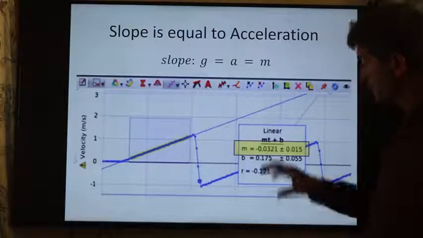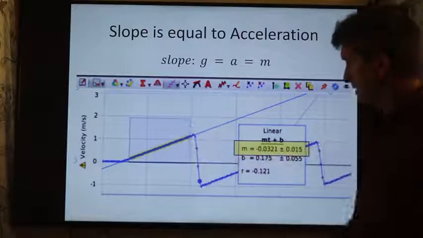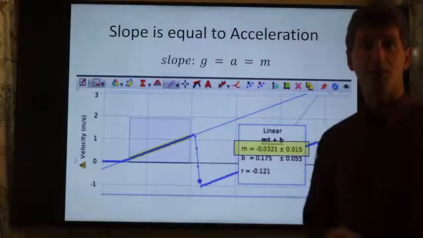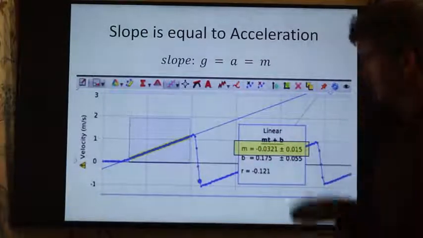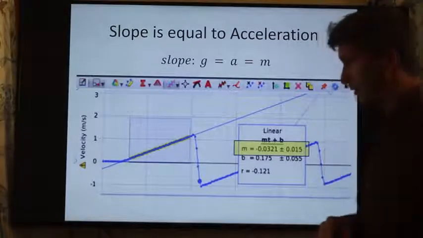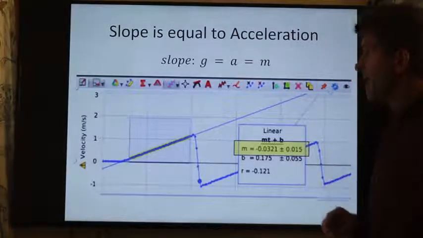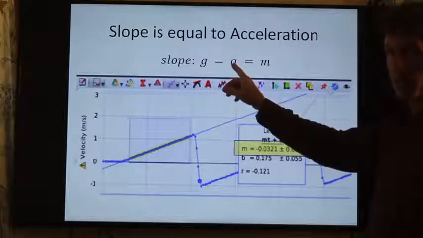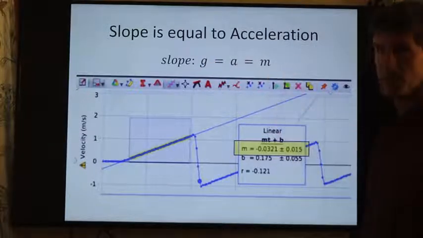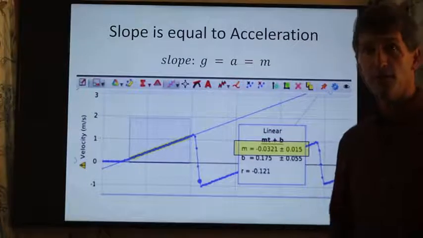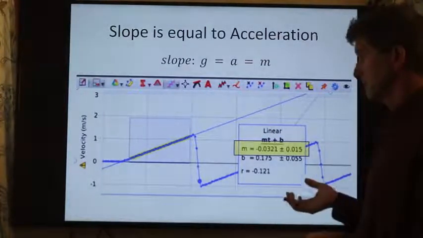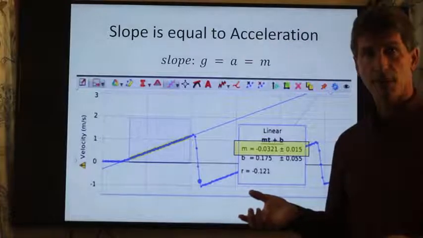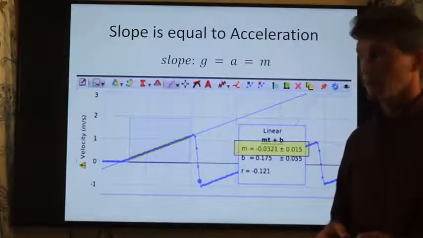So again, I find the slope of this. The example I gave you is purposely not 9.8. You'll have to find the slope of your data. Once you have that, know that the acceleration of gravity is equal to the acceleration I get on here, which is equal to the slope. Really very easy to obtain the acceleration from this graph. Everything is done for you.